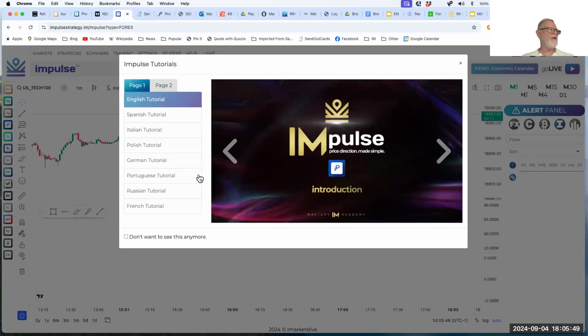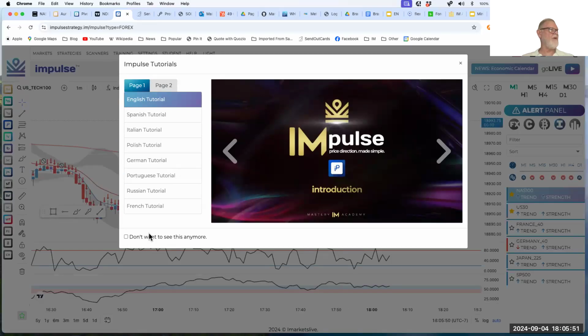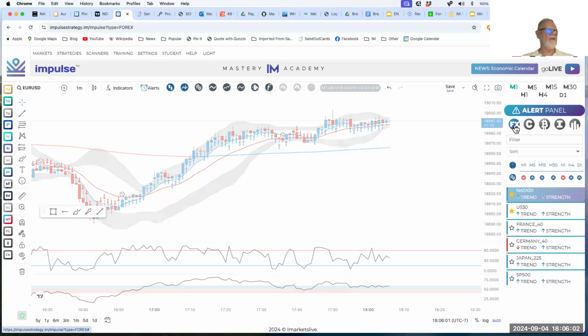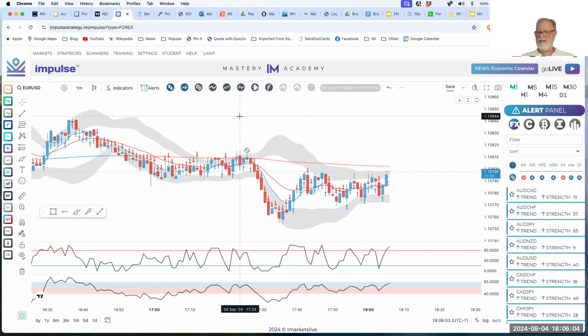You can turn this off, but I always have it on. So every time I get on Impulse, it's going to open up and I can see the training, and I can go through that if I want to. This is what it looks like when we're on Forex, and I'll go through everything here. The tutorials are something that you definitely want to do if you're still starting or you need a refresher course.